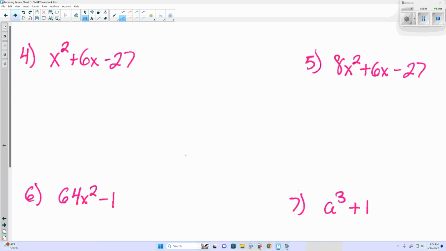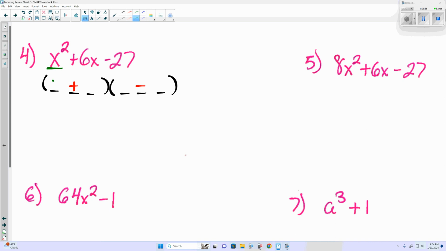Number 4, x squared plus 6x minus 27. Again, there is no greatest common factor between these three terms, so we'll have our two sets of parentheses with 3 spaces. Three does go into 6 and 27, but since there's not a number in front of x squared, we can't factor it out. Now, since the third term is negative, our signs are opposite. One's going to be positive, one's going to be negative.